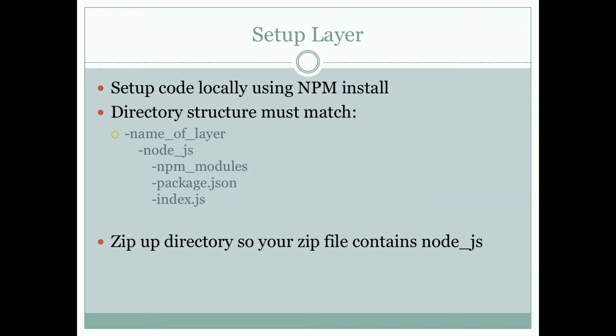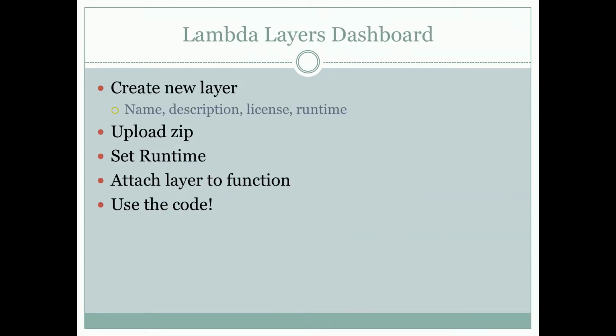So basically, create a new layer, give it a name, description. Licensing is interesting. I believe you can share them across accounts. So if you want to license them or open source or however all that stuff works, and then you select a runtime for it. So you do have to tell Lambda that I am using a node layer. What's interesting is you can actually select up to 5 runtimes for a layer.